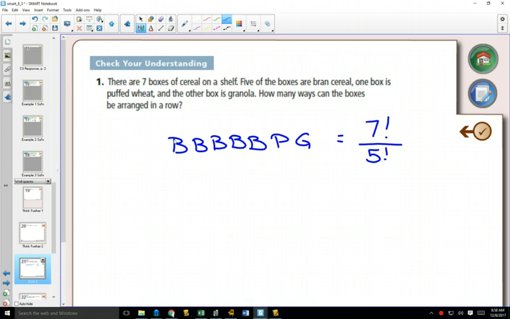42. So remember, when you're simplifying factorials, you can start by expanding the top one and then say, hey, once I get to 5, that 5 keeps on going all the way down, and this 5 would keep on going all the way down. So these could simplify, and 7 times 6 is 42.